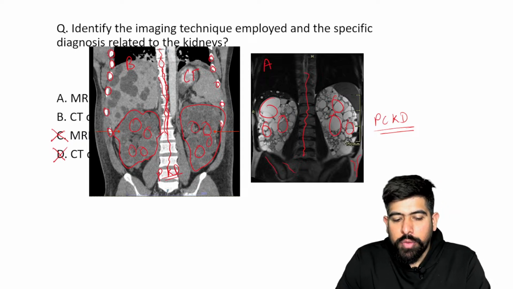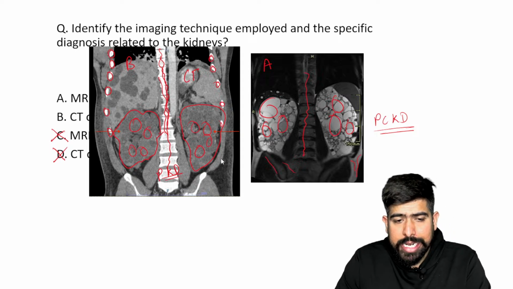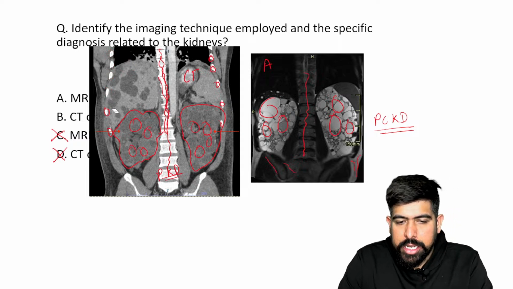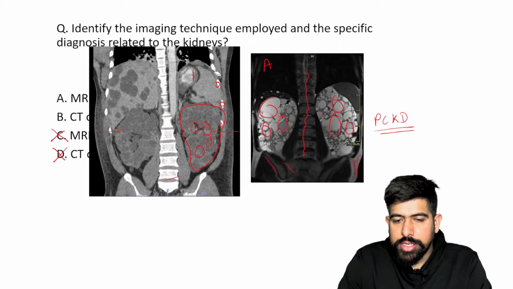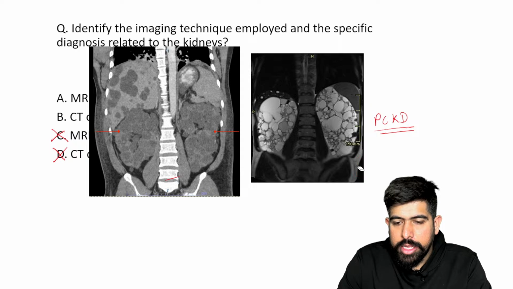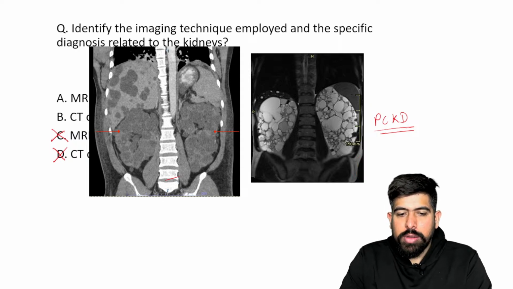This is the MRI of polycystic kidney disease. Is it clear, guys? Just let me know yes or no. Then I will remove this CT scan image which I put here. I hope it is now clear to you, the differentiation between the CT and the MRI, and you can identify them now.